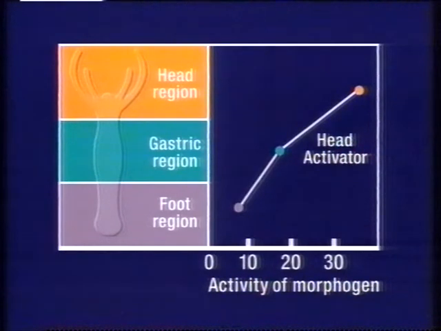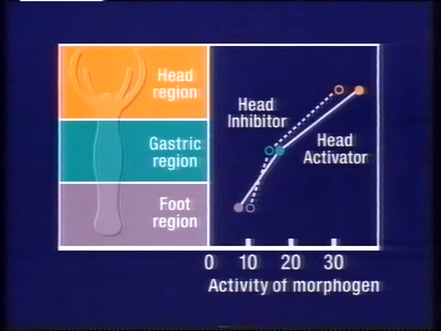Activity is measured in biological units, the maximum being in the head and minimum in the foot. The head inhibitor has a similar pattern of distribution. If you take a piece of tissue and implant it in the side of a normal animal, it will make a head in about 10% of the cases. If you implant it into a host from which you've removed the head, the implant will make a secondary axis in about 75% of the cases. The conclusion is that the head was inhibiting the implant from making a secondary axis.